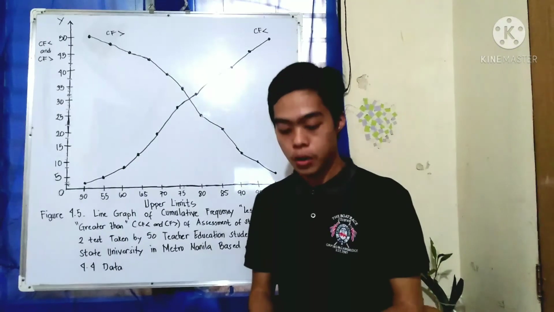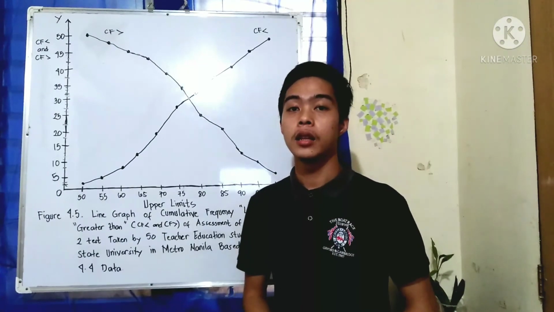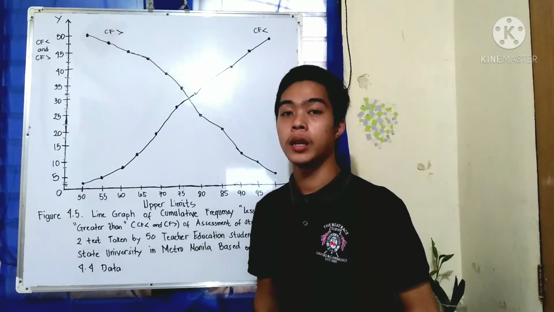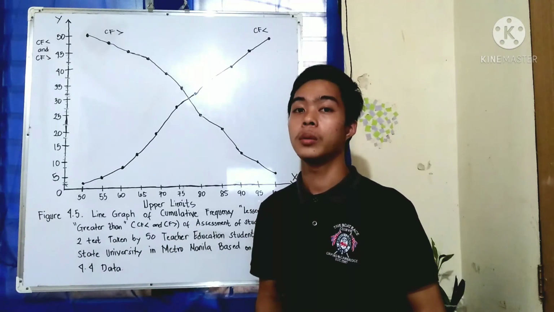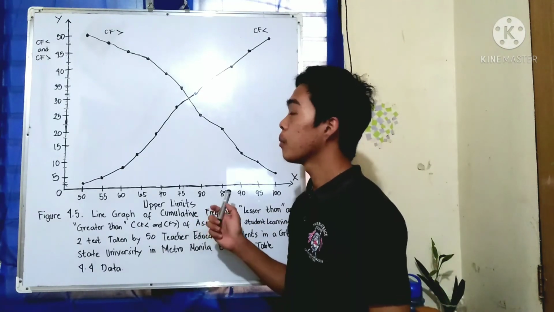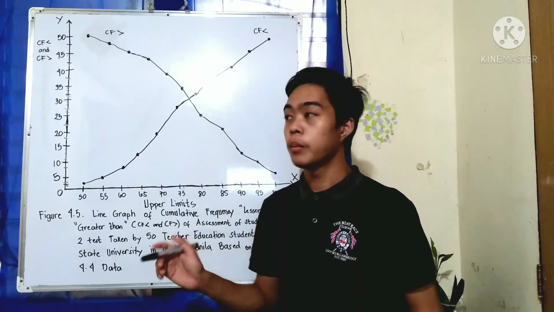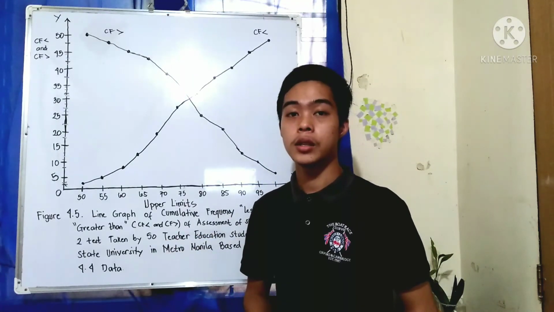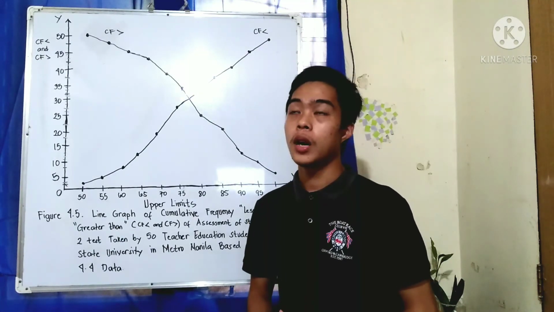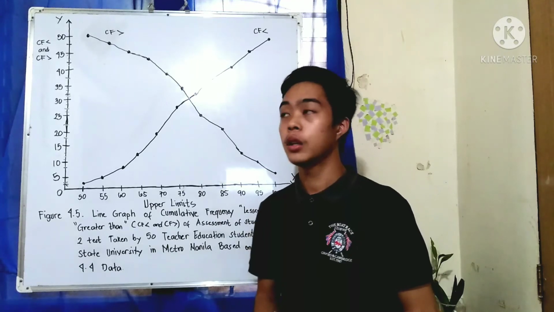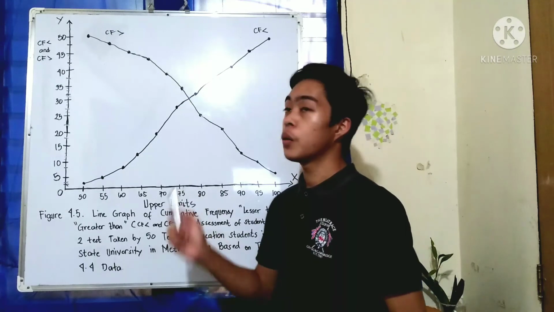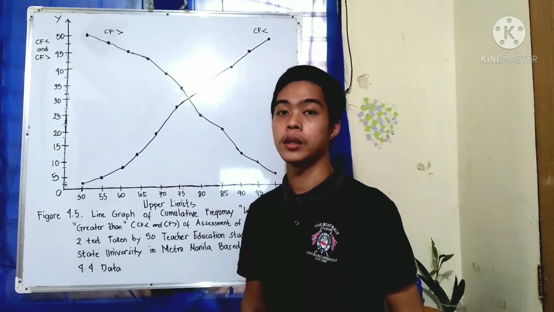Okay, so remember class that if we draw straight lines, I recommend that we use our ruler because a ruler helps us to make our straight lines accurate and precise. And if you also have graphing paper, it is also helpful for preparing our y-axis and x-axis.